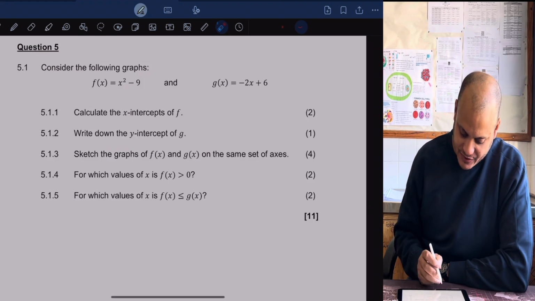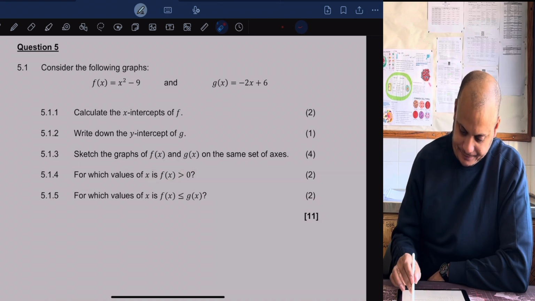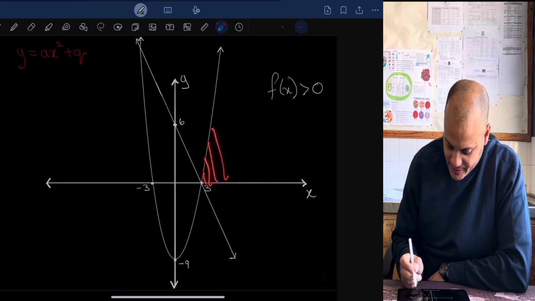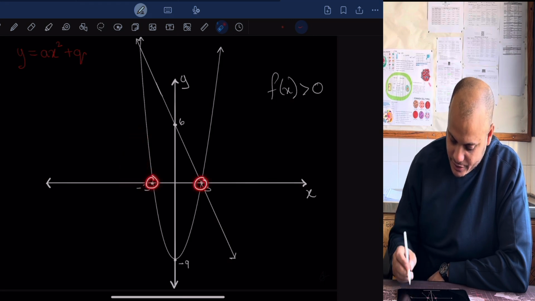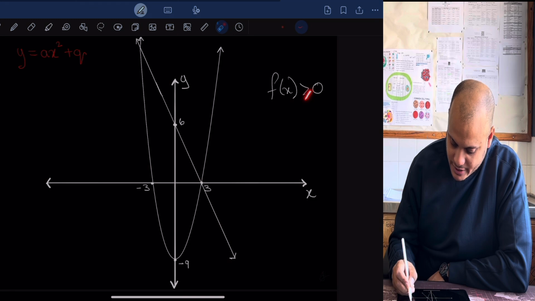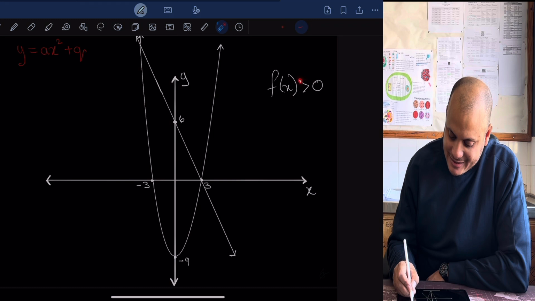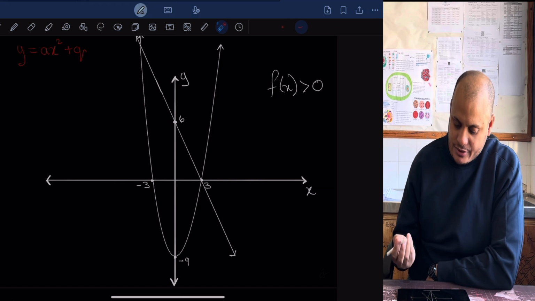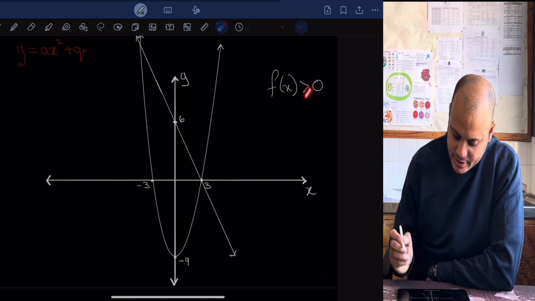So the question is, for which values of x is my parabola positive? We know it's all the x values to the right of +3 and all the x values to the left of -3, not including -3 and 3, because there is not an equal sign here. It's just greater than. Remember, we follow whatever they give us. So they want f of x greater than 0 only, not greater than or equal to 0, just greater than 0. Our answer must also reflect that. So our answer will only have one inequality sign, not including the equal sign.